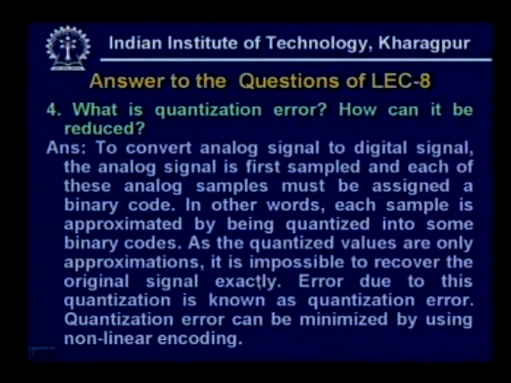The fourth question was, what is quantization error? How can it be reduced? The answer is, to convert an analog signal to a digital signal, the analog signal is first sampled, and each of these analog samples must be assigned a binary code. In other words, each sample is approximated by being quantized into some binary codes, as you have already seen.